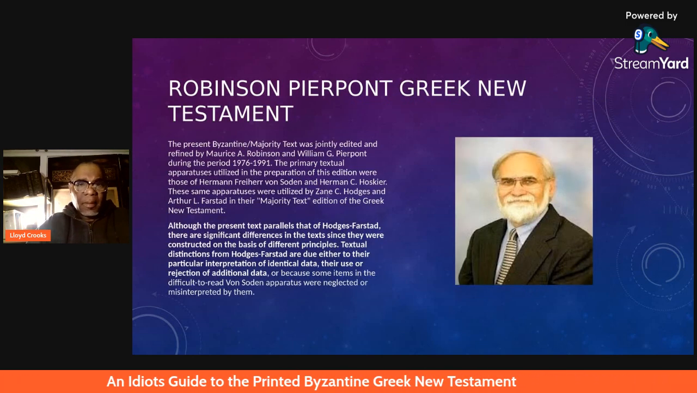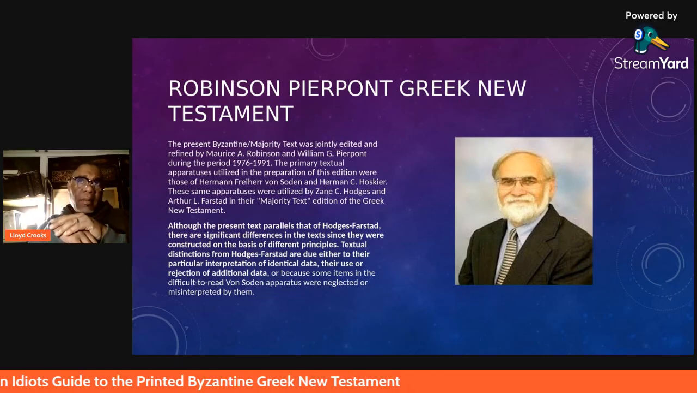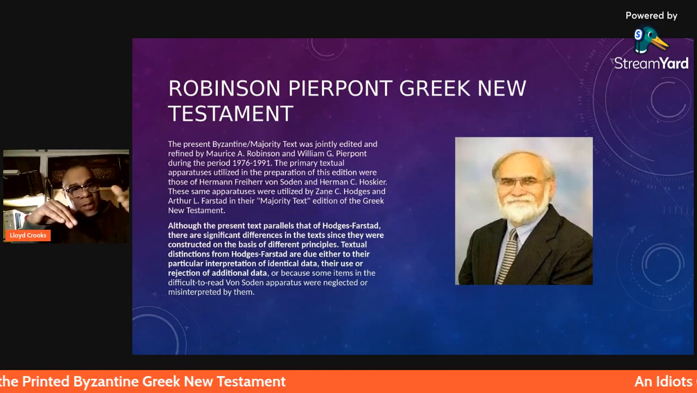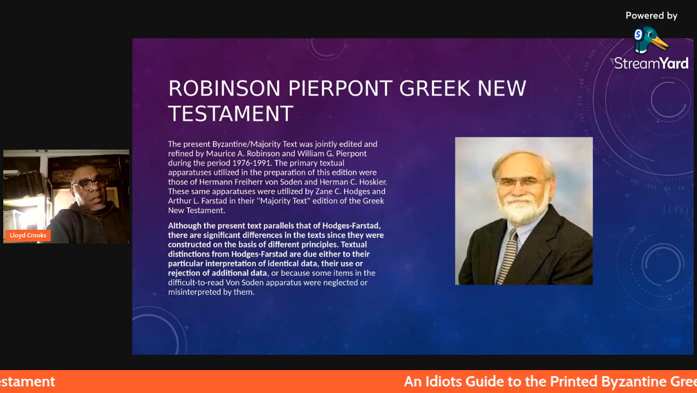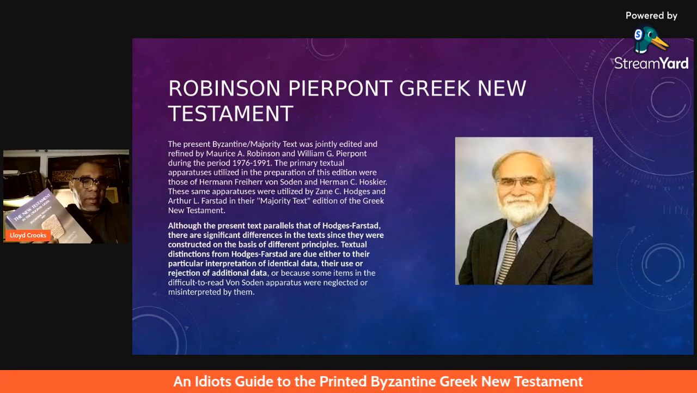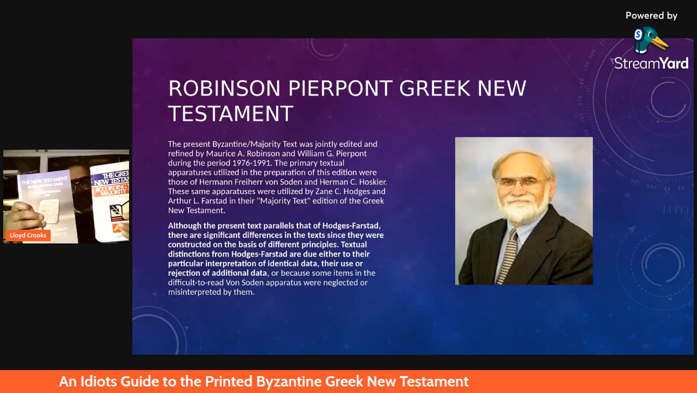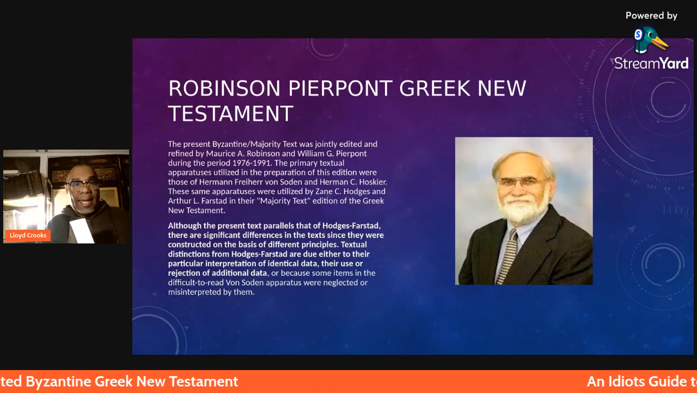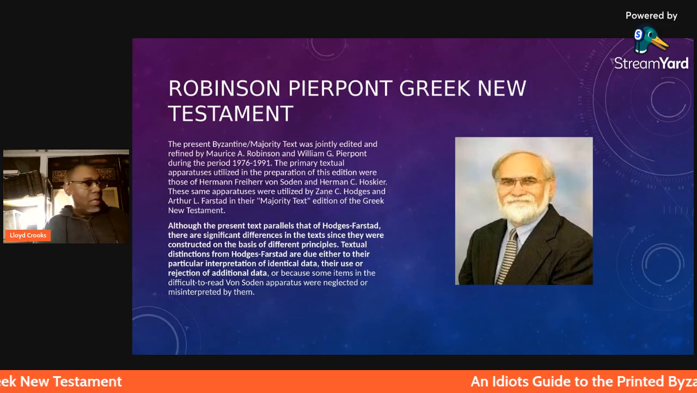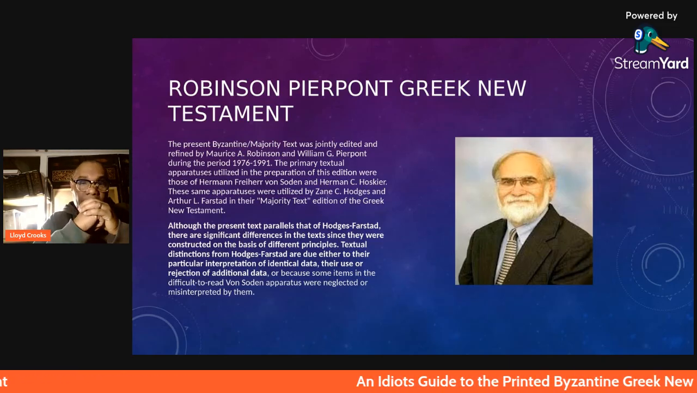Robinson-Pierpont is very similar. They use the same information. So Hodges-Farstad and Maurice Robinson's Greek New Testament are very, very similar, because they use the same information, which is known as KX. It's a group of manuscripts identified by von Soden. But there is an issue.